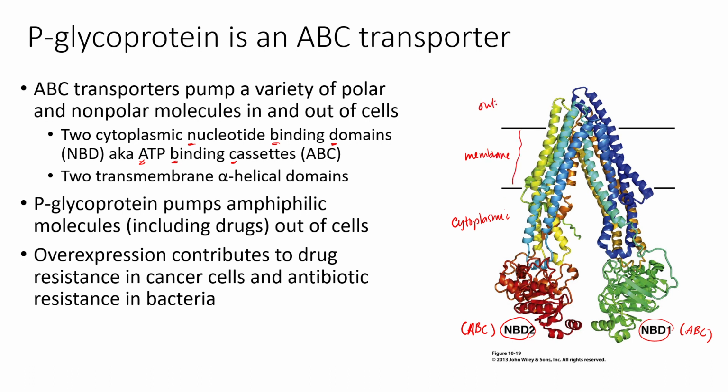And then here we have the outside of our cell. So P-glycoprotein is a type of ABC transporter, and its job is to pump amphiphilic molecules, which include drugs, out of cells. And when P-glycoprotein is overexpressed on the surface of a particular cell, it can contribute to drug resistance.